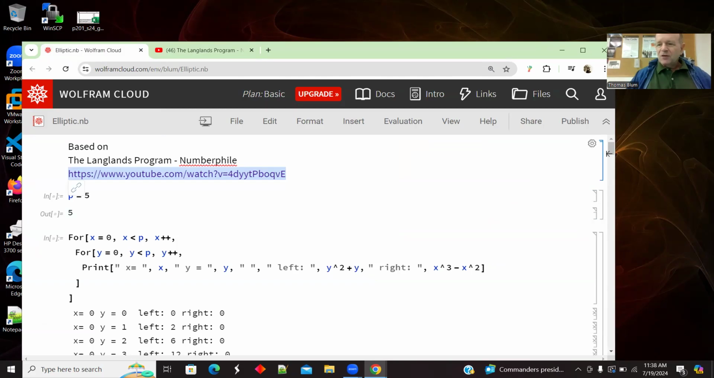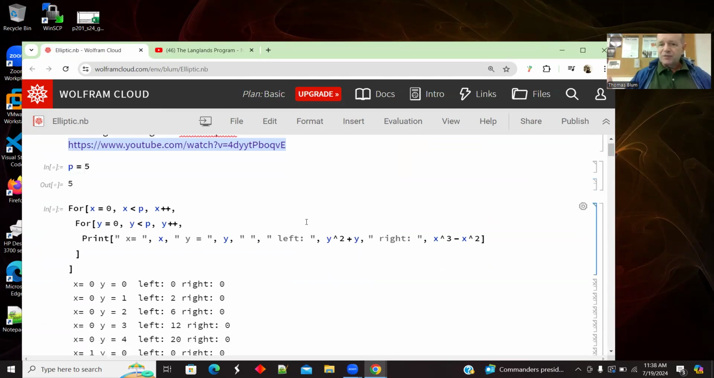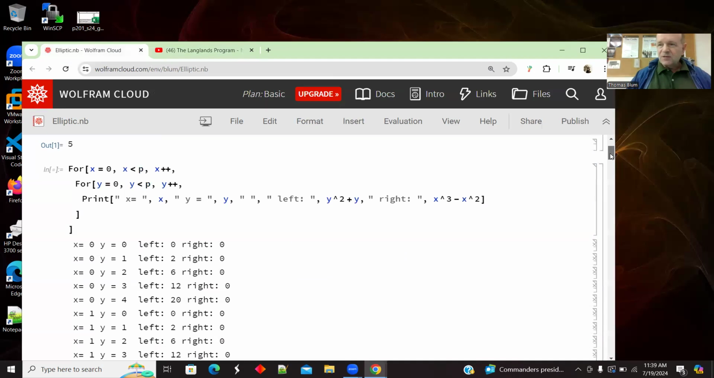So ultimately, there's some sort of sum or series over primes, but I'm just starting out here with a prime, so 5. So just p equals 5, and then later on we'll turn that into some series over primes. And then we have this equation. Well, it doesn't look like an equation here, but y squared plus y equals x cubed minus x squared.